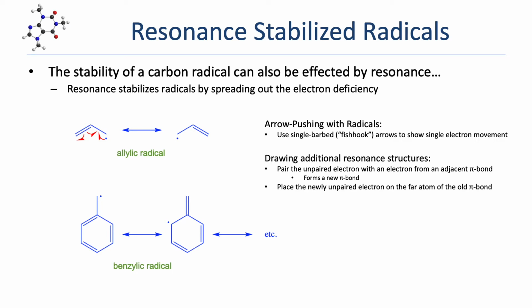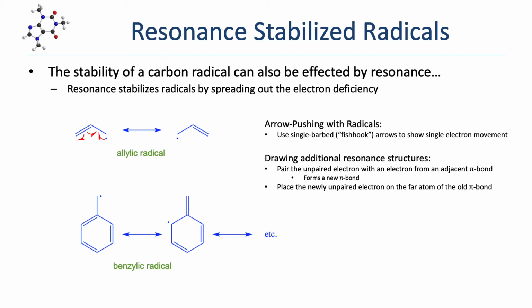Now, we still need to show where the other electron in that original pi bond ends up. It simply gets deposited on the far atom of the pi bond, and we show this again with a single fishhook arrow originating from the pi bond and placing the electron on that leftmost carbon.